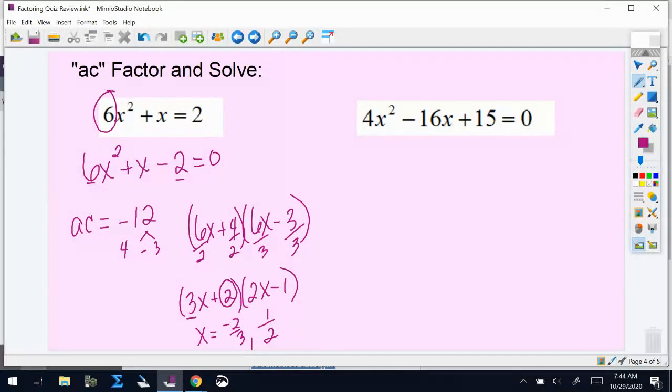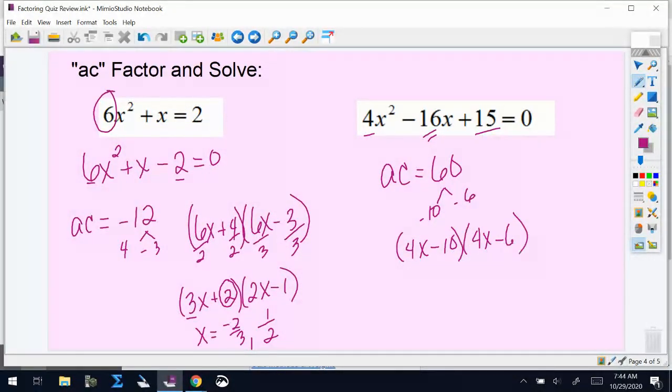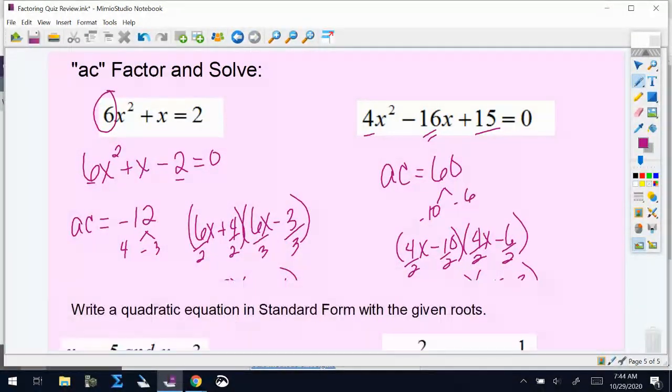The next one, there is no GCF, so I'm going to go right to AC. AC, 4 times 15 is 60. So two numbers that multiply to get 60 and add to get negative 16 would be negative 10 and negative 6. So I've got 4x minus 10 and 4x minus 6. Everything can be divided by 2 to get my final factors. So 2x minus 5 is one factor. 2x minus 3 is the other factor. And then finally, my solutions are going to be 5 over 2 and 3 over 2. Those are my two solutions. And you can write them as fractions in Delta Math. You don't have to do decimals.